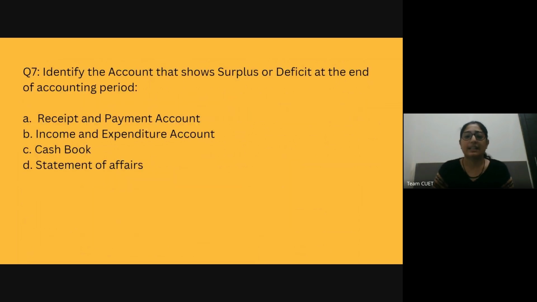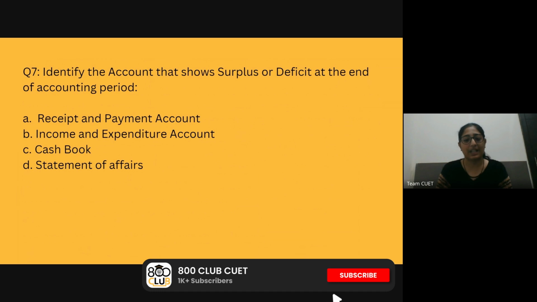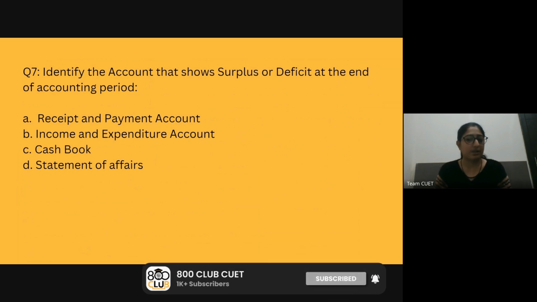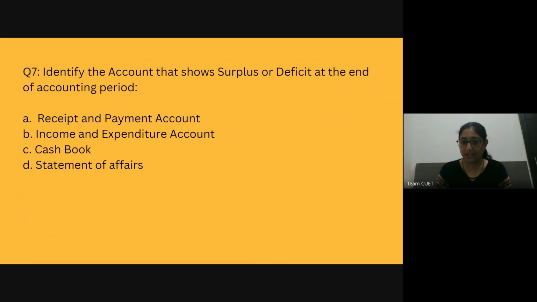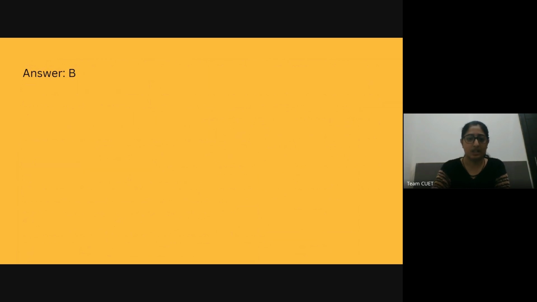Question 7 says, identify the account that shows the surplus or deficit at the end of accounting period. Options are A, receipt and payment account, B, income and expenditure account, C, cash book, and D, statement of affairs. Surplus or deficit is shown by income and expenditure account or receipt and payment account. These two options are more confusing. As we know, in the receipt and payment account, the closing balance is the closing balance of cash or bank. So this option is eliminated. We are left with income and expenditure account, and this is the account which shows the surplus or deficit at the end of the accounting period. Answer is B.